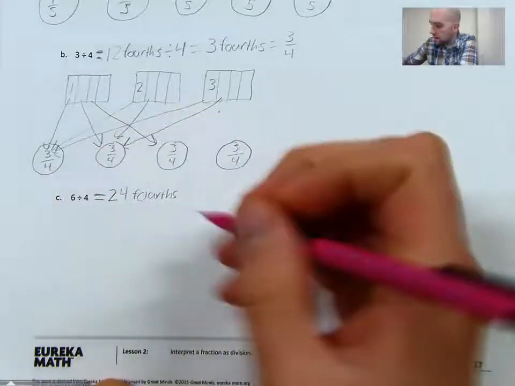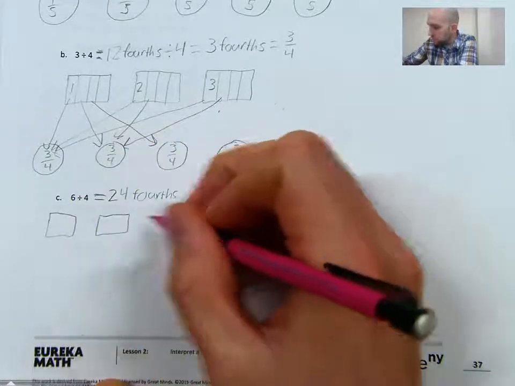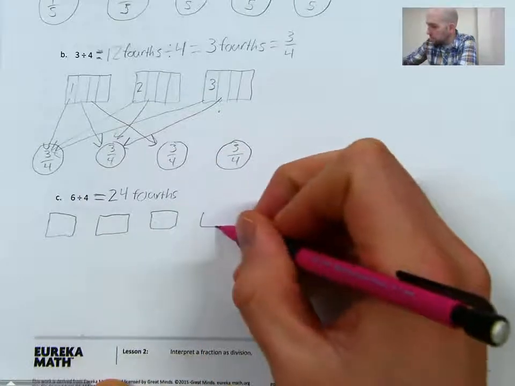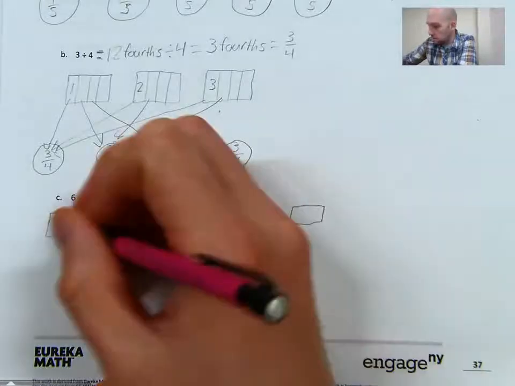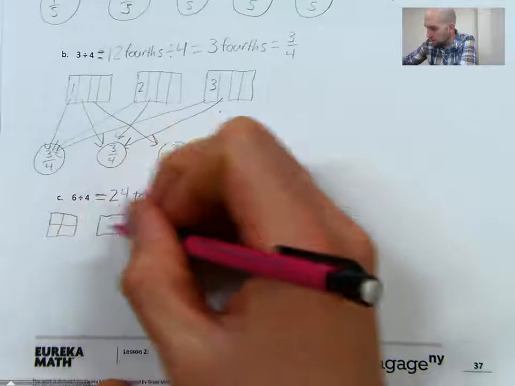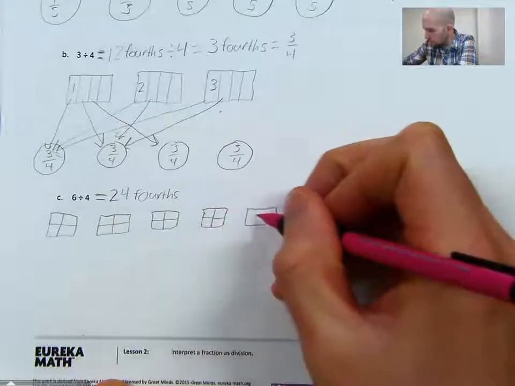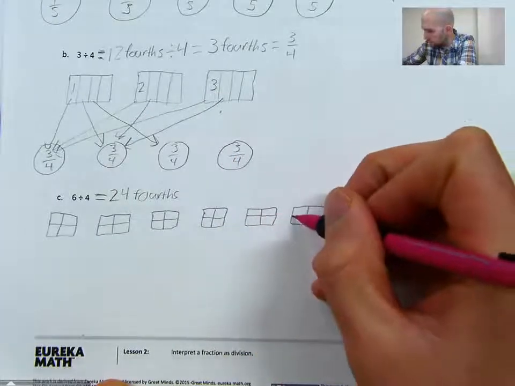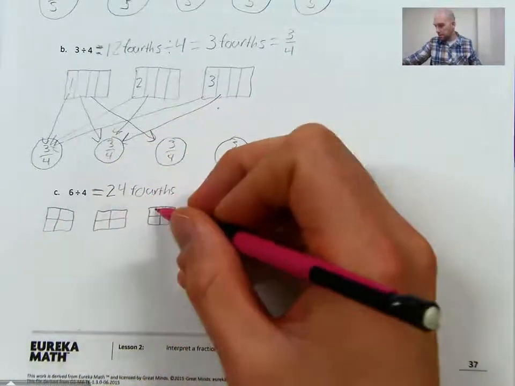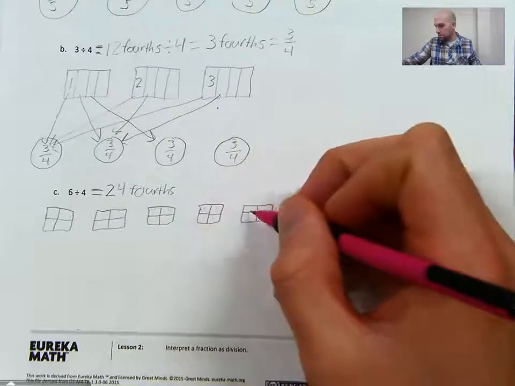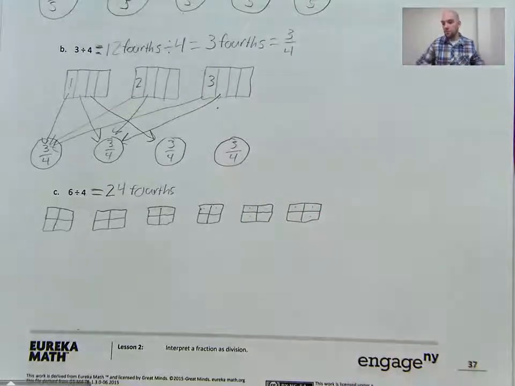Let's take a look at that. So we have 1, 2, 3, 4, 5, 6. I'm splitting them all into fourths. I'll do it this way this time. Small little boxes here. I'm splitting each one into fourths. I have 1, 2, 3, 4, 5, 6, 7, 8, 9, 10, 11, 12, 13, 14, 15, 16, 17, 18, 19, 20, 21, 22, 23, 24. I have 24 fourths altogether.